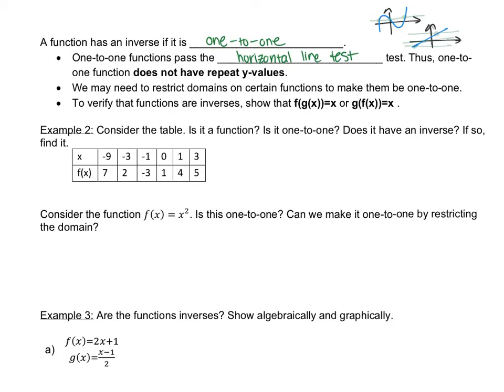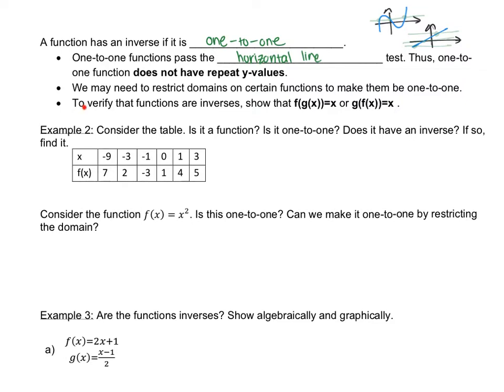So just to summarize things, one-to-one functions pass the horizontal line test. Oh, sorry, I wrote test twice. Let me erase that. And thus, one-to-one functions do not have repeated y values, and that means that for every given x value, it has a unique y value that is associated with it. So let's say x is -1 here and the y value was 2. That means for any other x value, it should never equal 2 for y again.